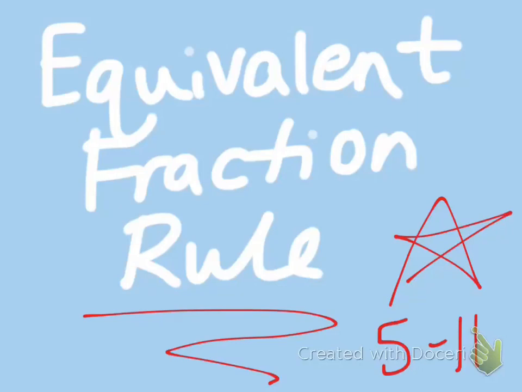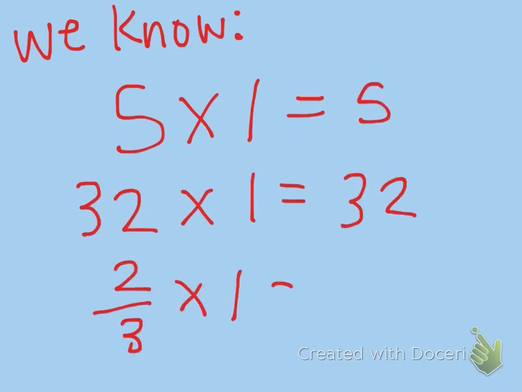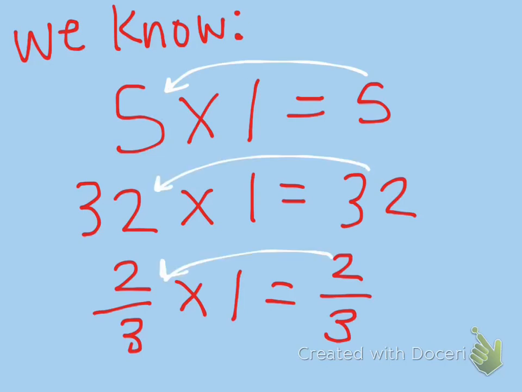Today's lesson is about the equivalent fraction rule. So I want you to think about some facts that we already know. We know that 5 times 1 is 5, 32 times 1 is 32, and 2/3 times 1 is 2/3, because anytime that you multiply something by 1, it stays the same, it's itself.